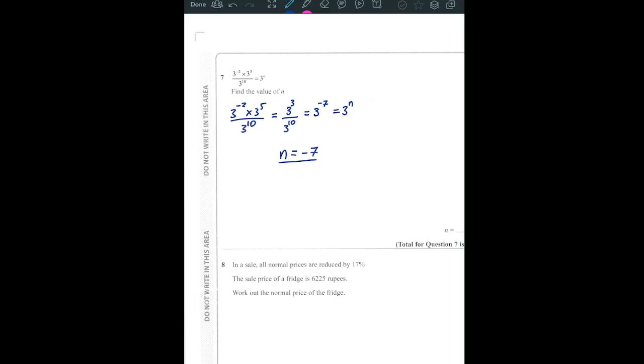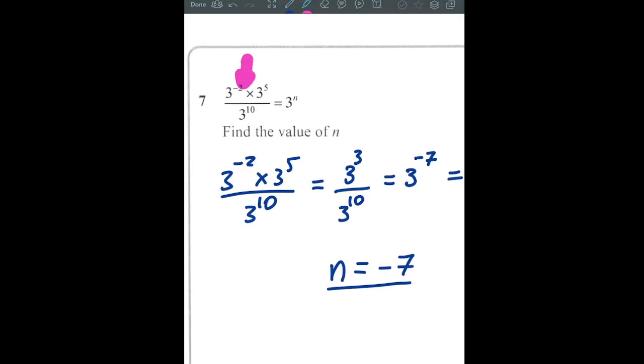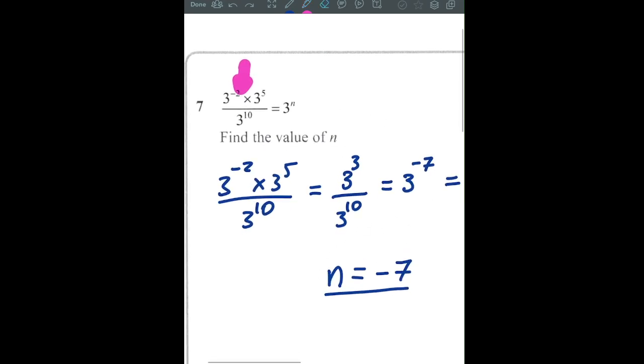And now you can actually check this with your calculator. If you do type this in, see what it gives you, and also type in 3 to the negative 7. If those two things give you the same answer, then you're correct.